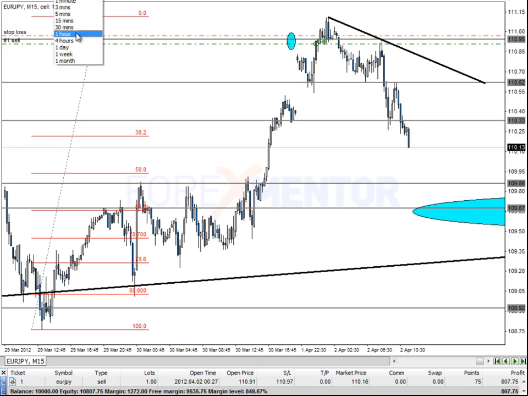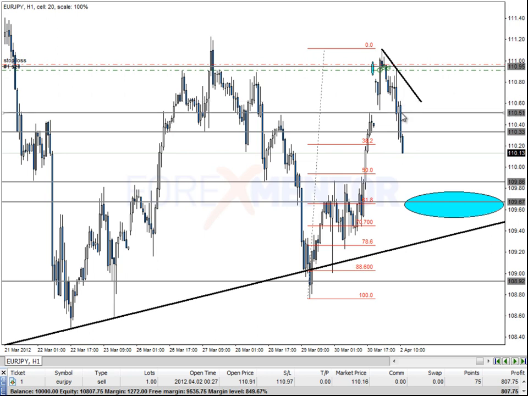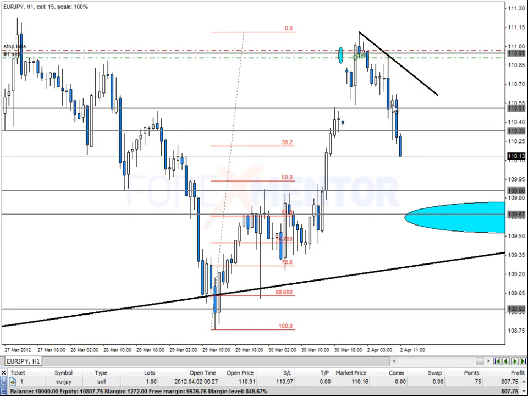Just have a look at the hourly now. Okay, so we've actually closed below this area. You see that spike? We've closed below that area now. And we've got this area here. So we've got this level here. See this last bullish candle? You've got that as protection as well as this area.